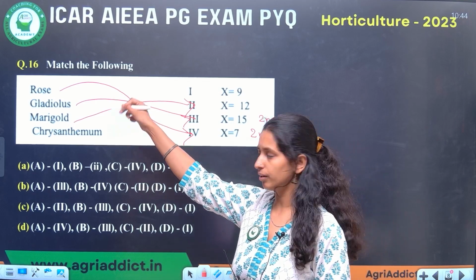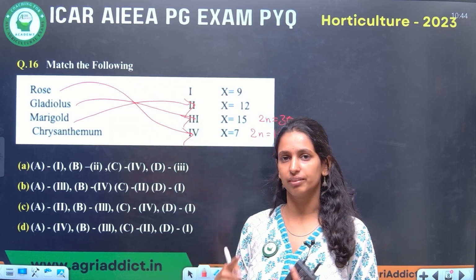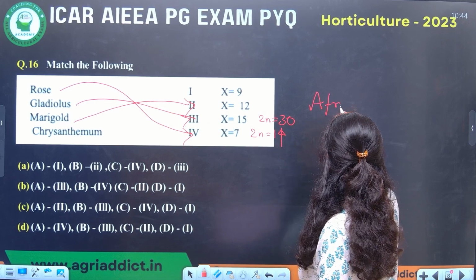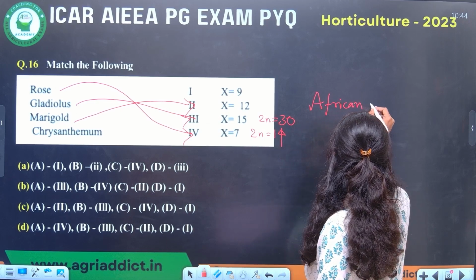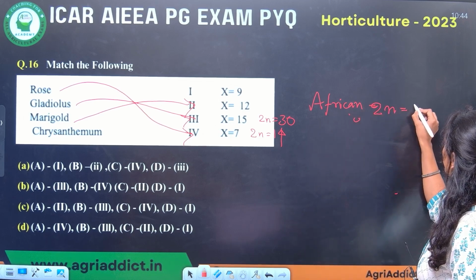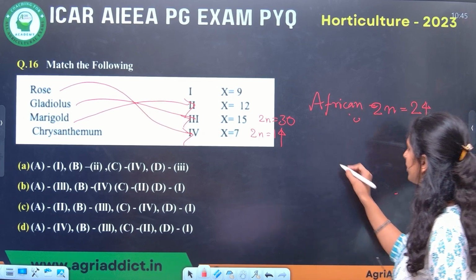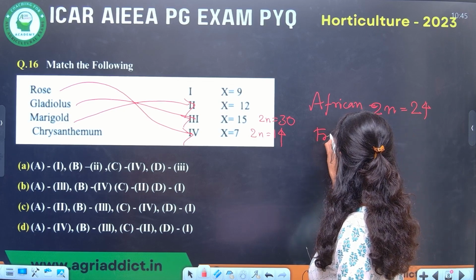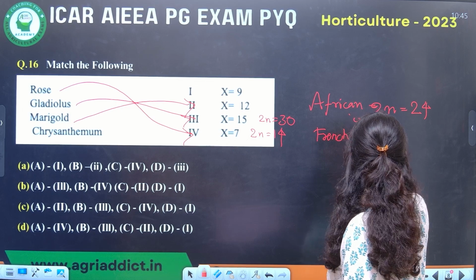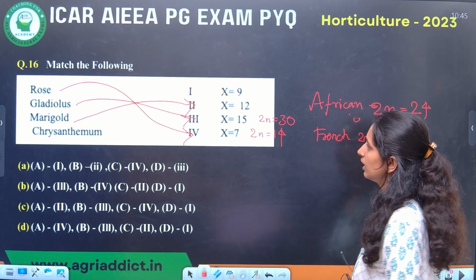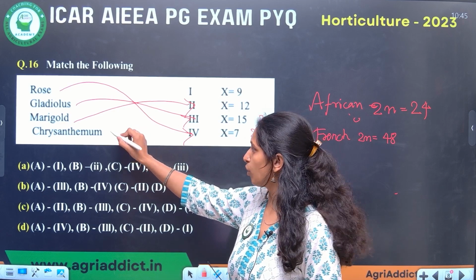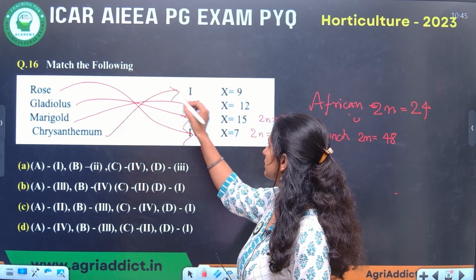Like in the same match the following, they will give both French and African. So you learn African is having the diploid chromosome number, that is 2n is equal to 24, and French type is a tetraploid, so 2n is equal to 48. This is important. And chrysanthemum, in the same 2024 paper also they have asked, that is X is equal to 9.